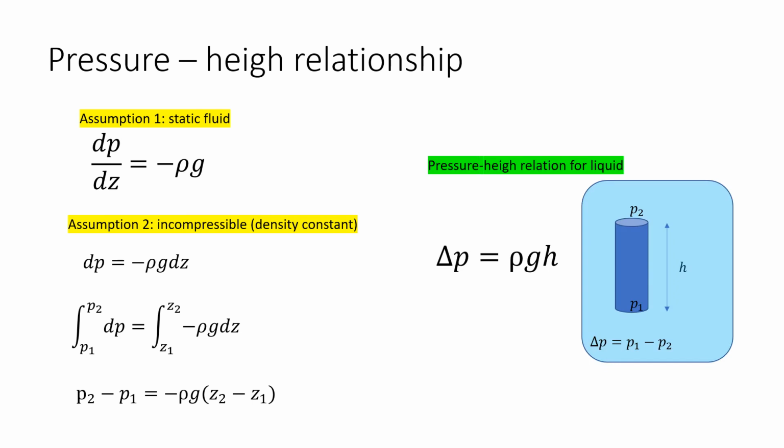I can write it in another form. Assume that we have fluid, and we choose two locations, location 1 and location 2, and we'll have pressure difference equals rho g times h. H is the height difference from 1 to 2. And pressure difference equals P1 minus P2, where P1 is located at the bottom and P2 is located on top. And then we get this equation: the pressure difference equals rho g times height difference for liquid.